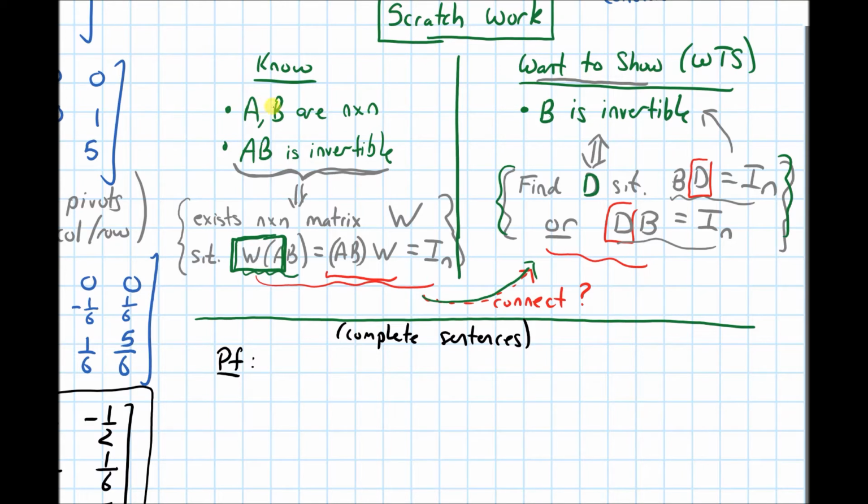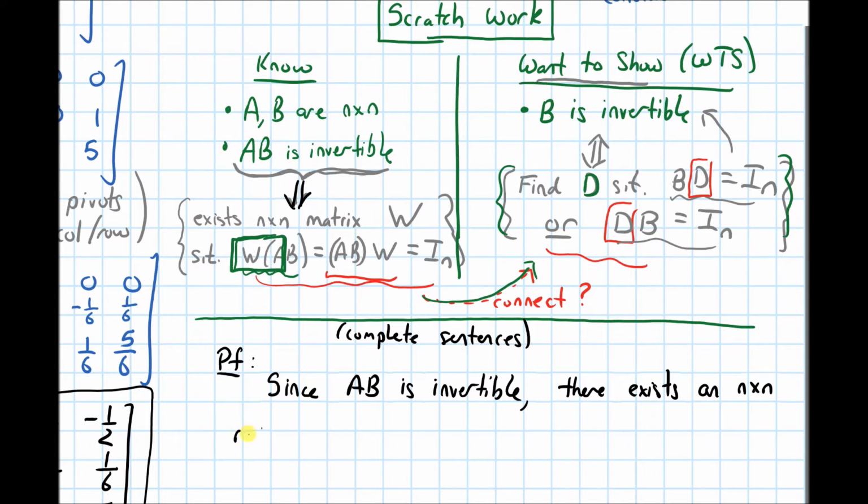Okay, so I'm going to begin by saying, well, since A times B is invertible, because that's where my argument begins. Since A times B is invertible, that means, just like I did in the scratch work, well, what did that tell me? That told me this thing right here. So I'm going to write that in a complete sentence. There exists an n by n matrix W such that A times B times W on the right equals W multiplied on the left-hand side of A times B. So both of those equal the identity.